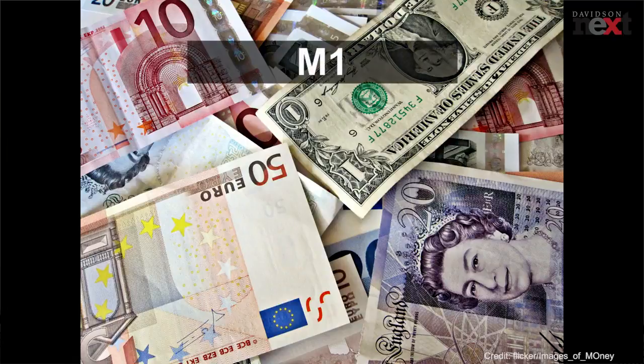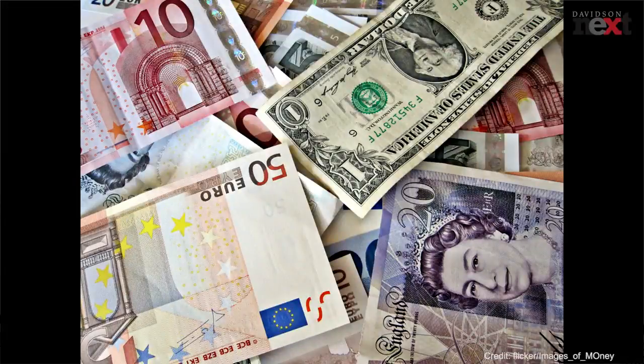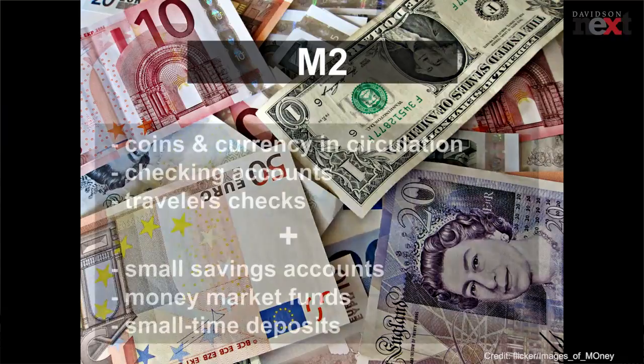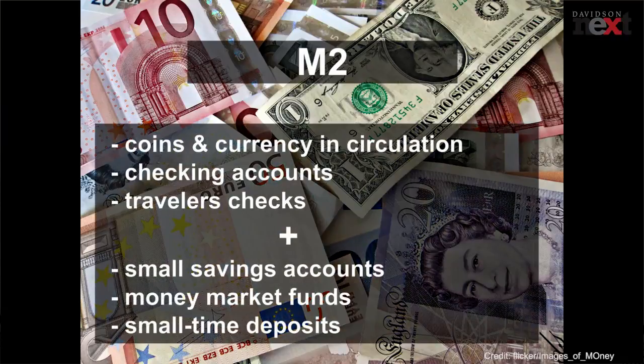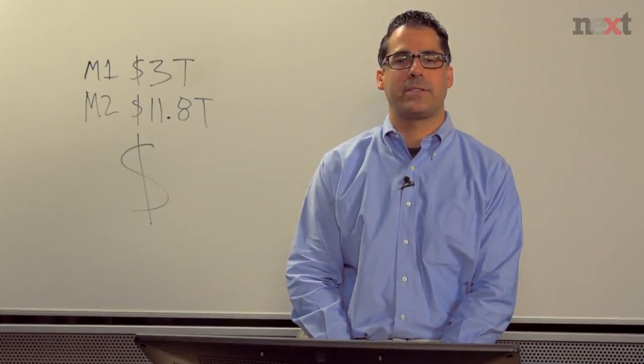M1 is the narrowest definition of money. M1 consists of coins and currency in circulation, checking accounts, and traveler's checks. M2 is a more broad definition of money than M1. M2 equals M1 plus small savings accounts plus money market funds and small time deposits. These measures correspond to 3 definitions of money that the Federal Reserve uses.